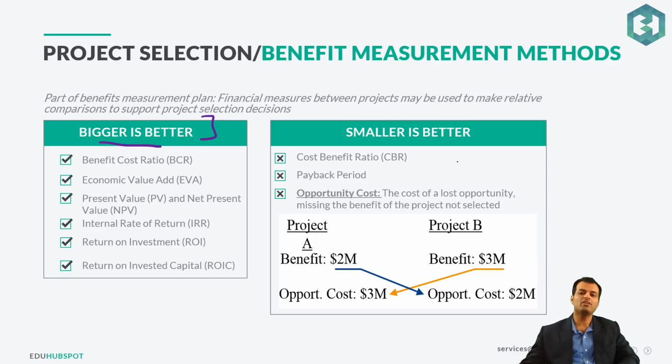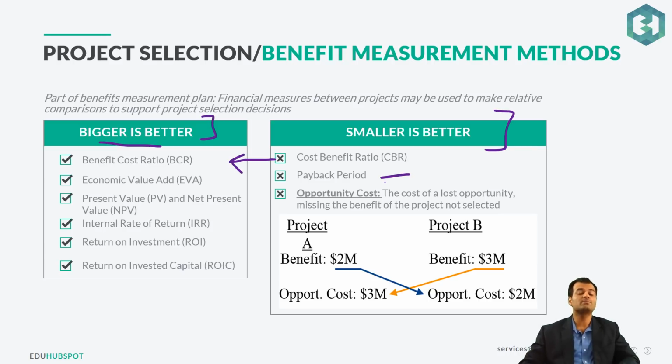Okay. Similarly, on the other hand, we have smaller is better. In few instances, we have smaller is better, which is cost benefit ratio. Cost benefit ratio is opposite of benefit cost ratio. So if benefit cost ratio means bigger is better, cost benefit ratio means smaller is better. So sometimes they might confuse you by using these 2 terms. So you should know that BCR higher number is better, CBR smaller number is better.